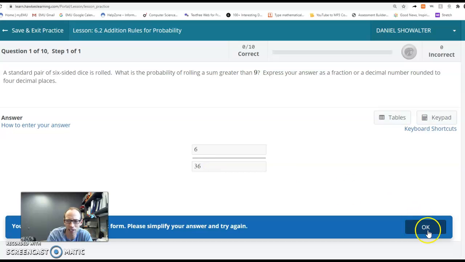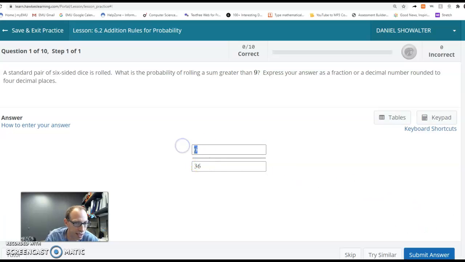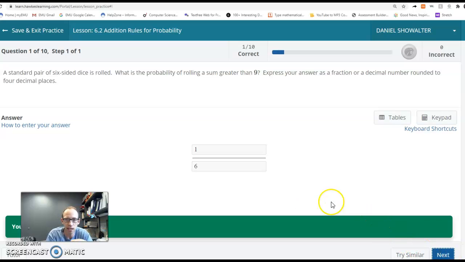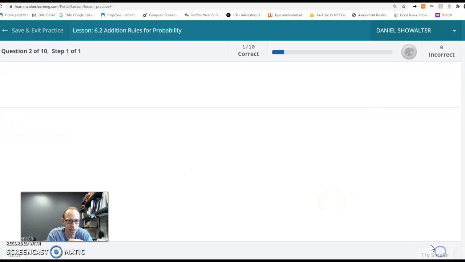By the way, if you ever put a fraction in and it's correct but not simplified form and it gets counted wrong, let me know. I'd be glad to put that as full credit.